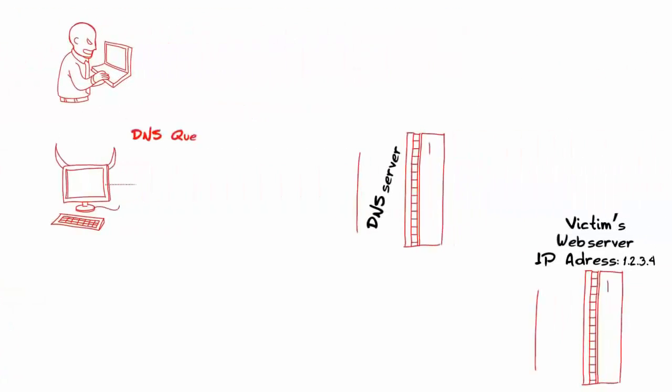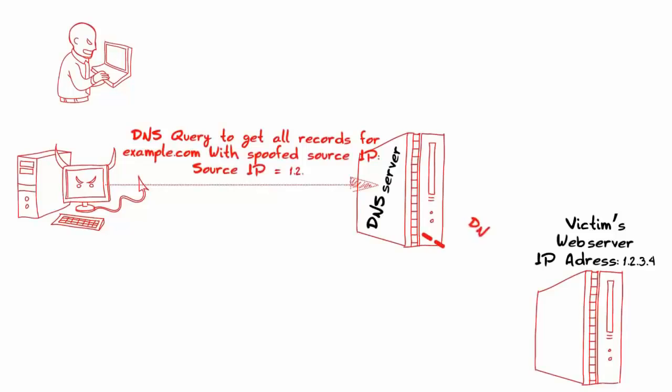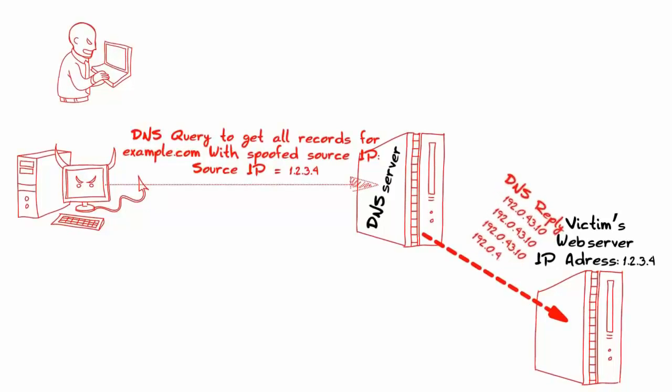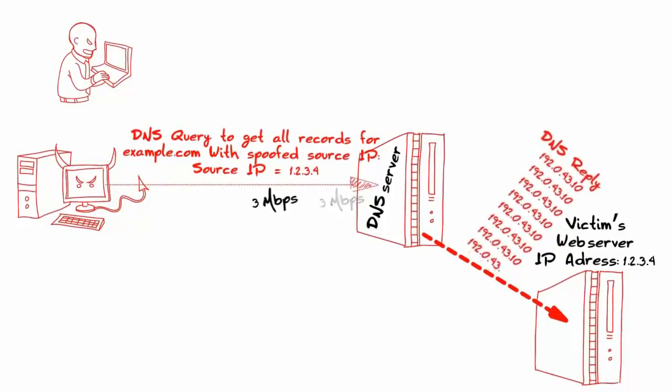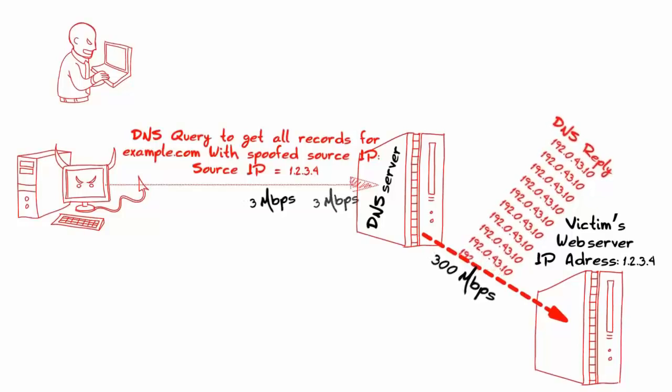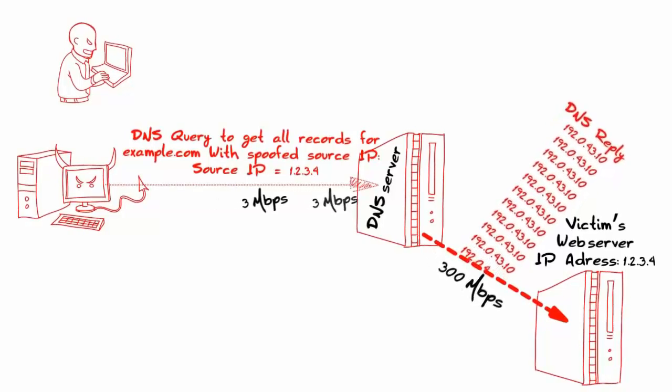The attacker achieves an amplification effect because for each short DNS query it sends, the DNS servers reply with a larger response, sometimes up to 100 times larger. Therefore, if the attacker generates 3 megabytes per second of DNS queries, it is actually amplified to 300 megabytes per second of attack traffic on the victim.